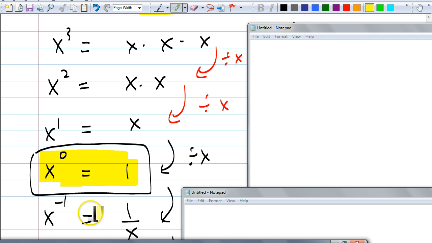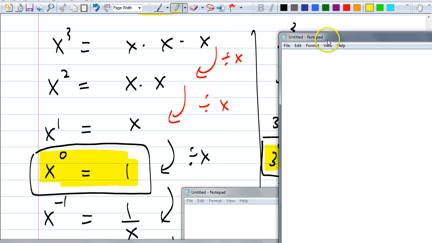Guess what x to the negative 2 will be? You're going to divide 1 over x by x, right? That means 1 over x divided by x is the same thing as 1 over x times 1 over x again, because dividing by x is the same thing as multiplying by the reciprocal. So what would you get? x to the negative 2 will be 1 over x squared. Does that make sense? Questions? You're basically dividing by x. Isn't that how we get 1 for x to the 0 power, and 1 over x for x to the negative 1 power?